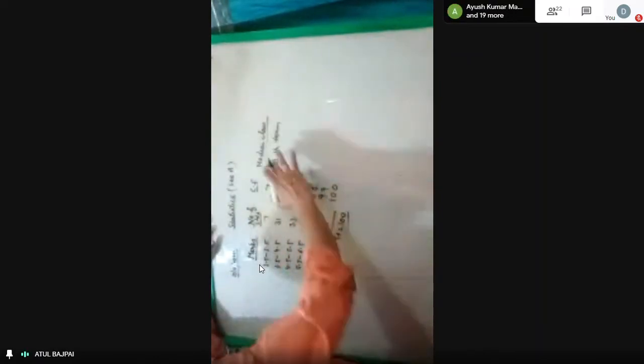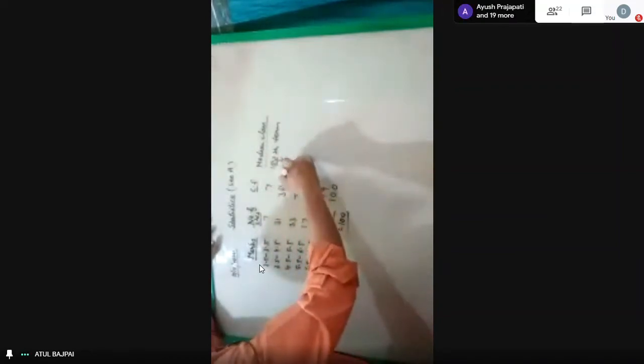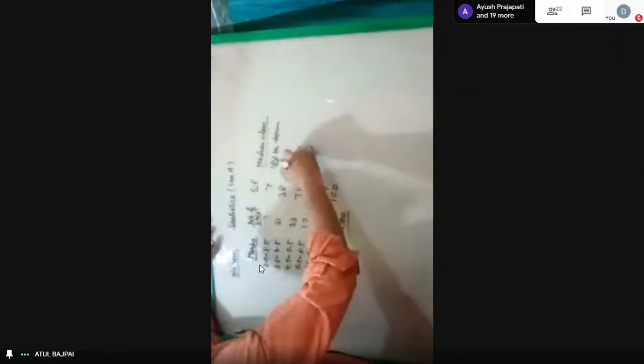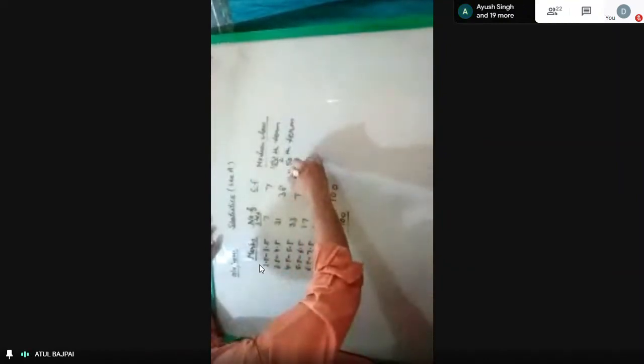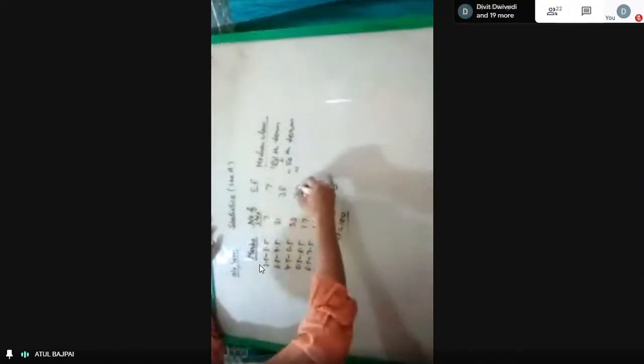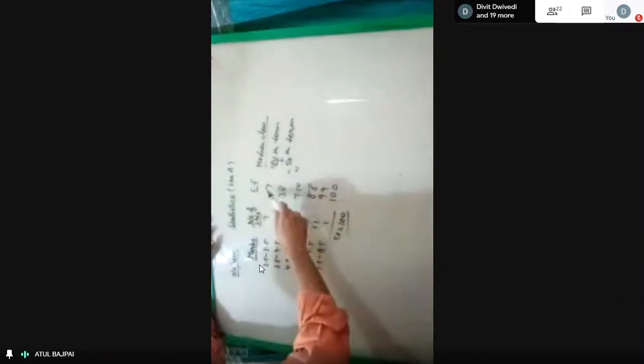For the median class, what do we do? We will find the n by 2th term. That is 100 by 2, so what we get over here is the 50th term. The 50th term, if you look at the cumulative frequency, it will lie in this group.